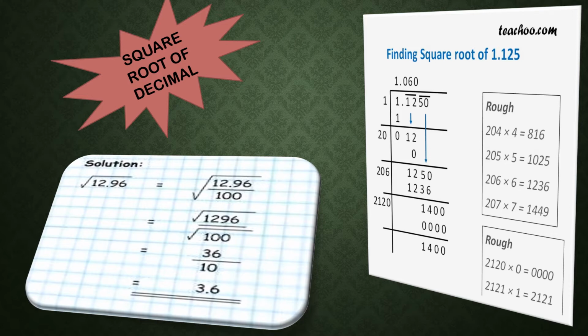So we are checking like this. See, rough portion also they have given. 204 into 4 is 816, 205 into 5 is 1025, 206 into 6 is 1236, like this. So we can see that 207 into 7 is coming 1449, which is greater than 1250. So we will take 6 over here, and the same number we will put over here. Here also 6. After the subtraction, it is coming 14.